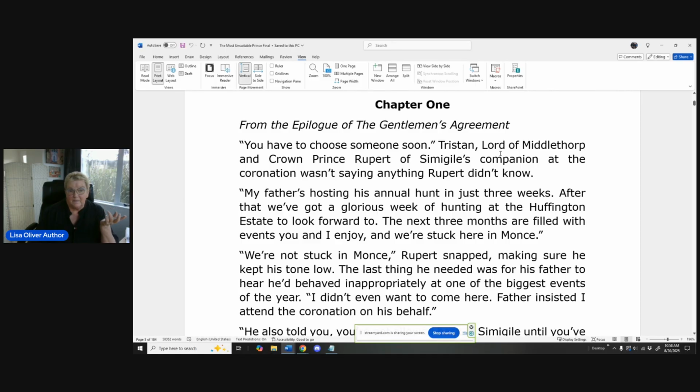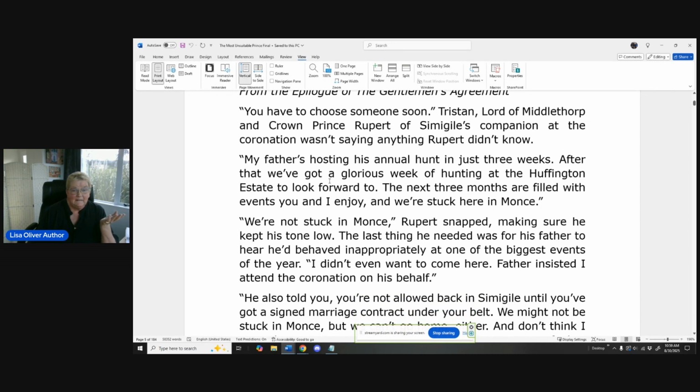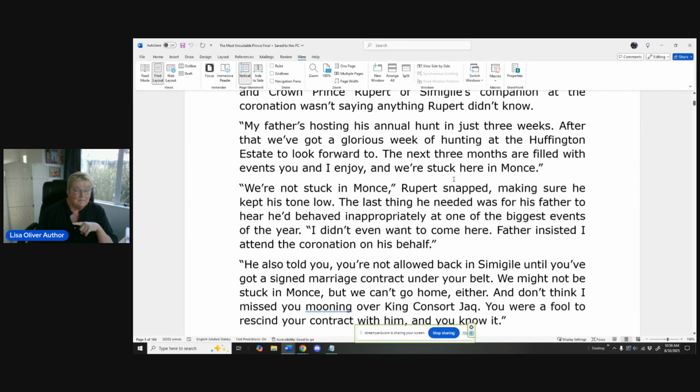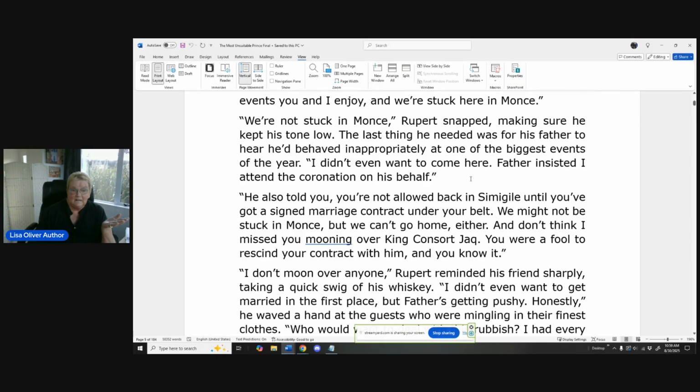We have Tristan, Lord of Middlethorpe, and Crown Prince Rupert of Cimmergile, and they were at a coronation. Tristan's going on. He continues to talk. There's going to be an annual hunt. There's a whole stack of events that Crown Prince Rupert is expected to attend. And Tristan is complaining because they're stuck in Mons. Rupert isn't going to have that. "We're not stuck in here. I didn't even want to be here. Father insisted I attended the coronation on his behalf."